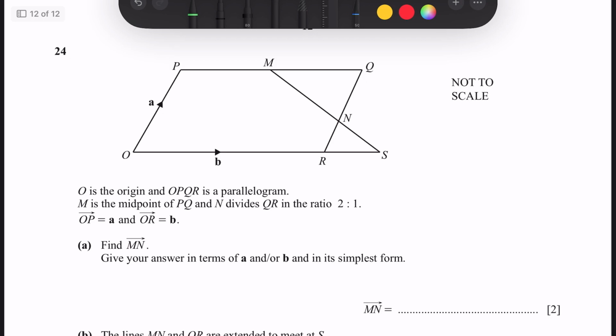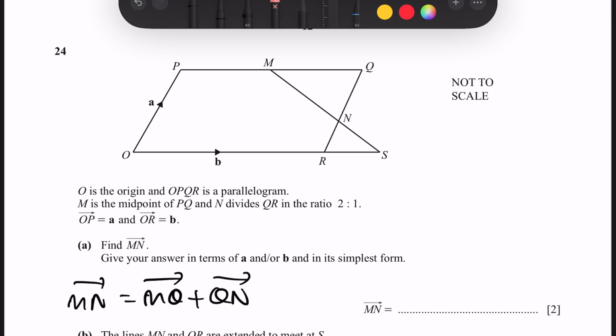Question 24 says, O is the origin and OPQR is a parallelogram. M is the midpoint of PQ and N divides QR in the ratio 2:1. OP is equal to A and OR is equal to B. Question A says to find MN. So MN is equal to MQ plus QN.